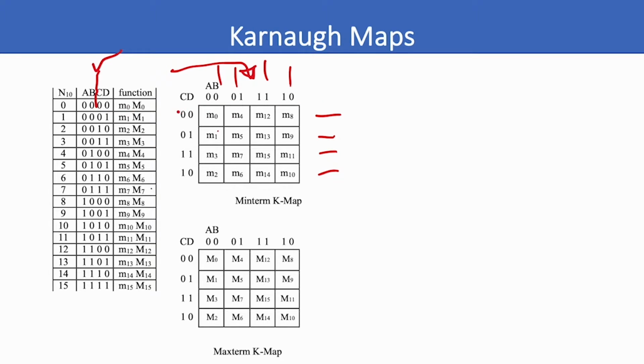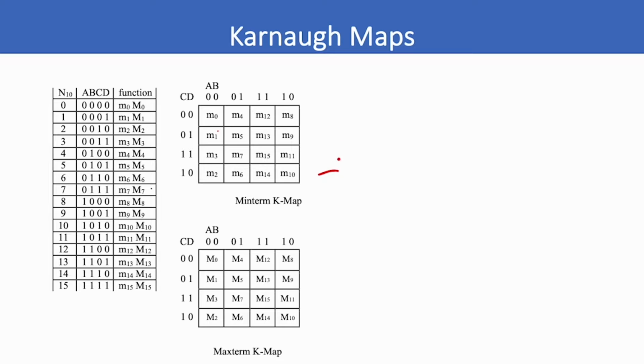And then on the column side, we list all the combinations for the two variables CD. CD can be 0, 0, 0, 1, 1, 1, 1, 0. Notice that we count, we'll go up to the AB section here. We go 0, 1, and then we go 3, 2. Okay, why do we do that?